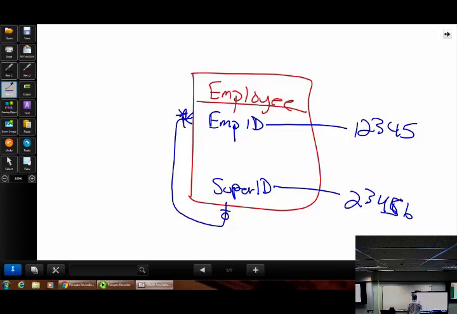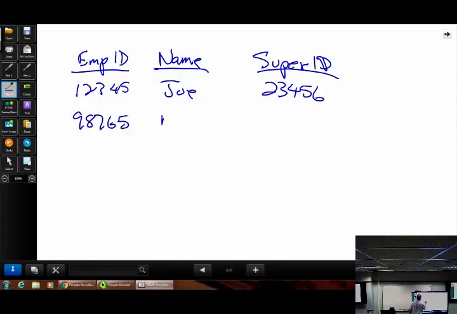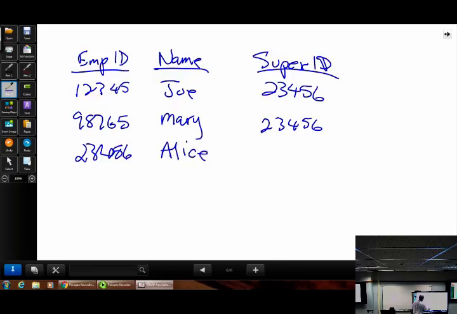So if I had an employee table, let me do it over here, and I have an employee ID, I have 1, 2, 3, 4, 5, and I have my name, Joe, and then I have my supervisor ID, and I have 2, 3, 4, 5, 6, and then I have 98765, and I have Mary, whose supervisor ID is 2, 3, 4, 5, 6. Then I have 2, 3, 4, 5, 6, and that's Alice. Her supervisor is 8765. I'm just trying to make sure it's nothing I already have.